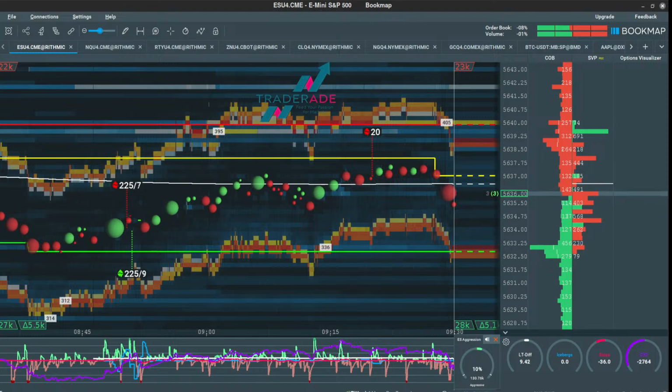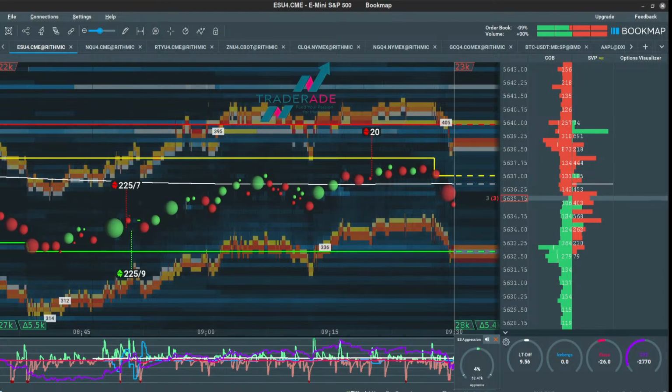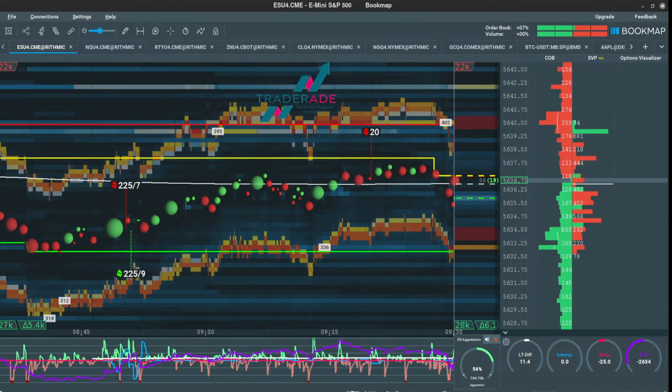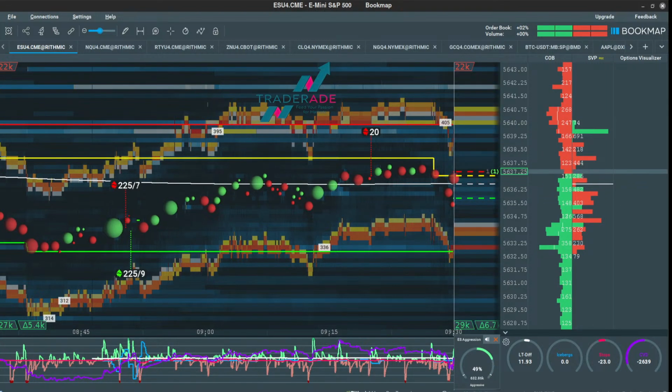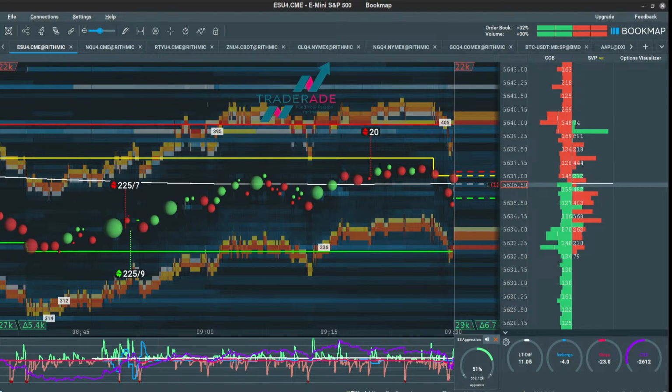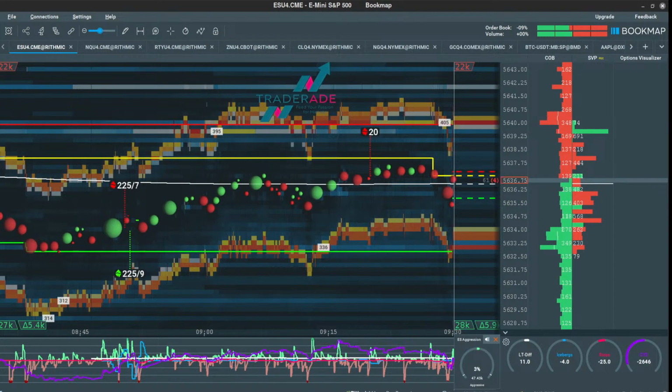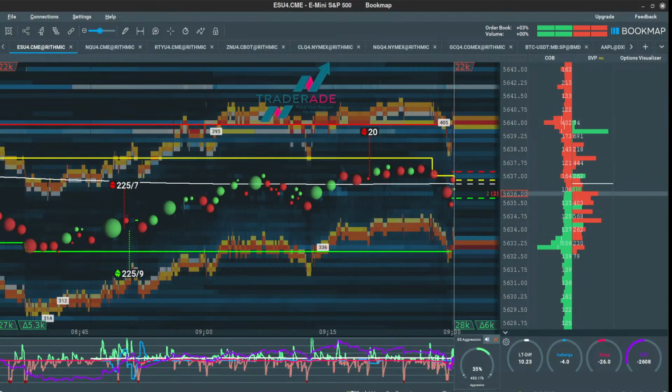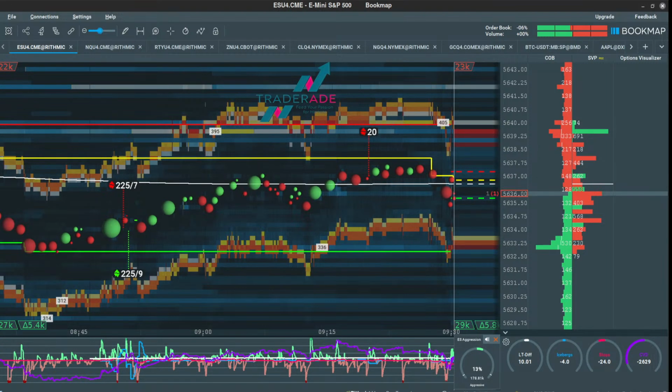Market on open imbalance, just less than a minute away. 100 million to the sell side on S&P, 3 million to the sell side on the NASDAQ, 30 million to the sell side on the Dow. So a little bit of implied downside pressure based on the market on open imbalance. Opening bell has rung. We are live trading now. The regular trading hours cash session is underway.